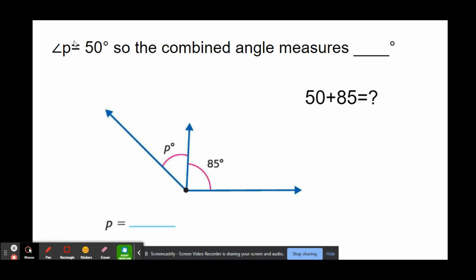Look at this. You see this little thing right here? This means angle. It looks like the less than symbol, but it means angle P equals 50 degrees. So the combined angle measures, we've got this 85, so we need to figure out what 50 plus 85 would be. Go ahead and add that up. Did you get 135 for the total? That is the correct answer.